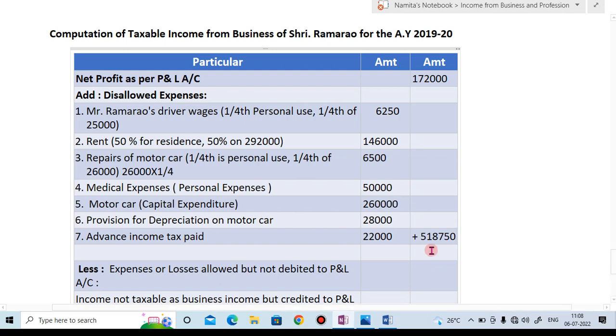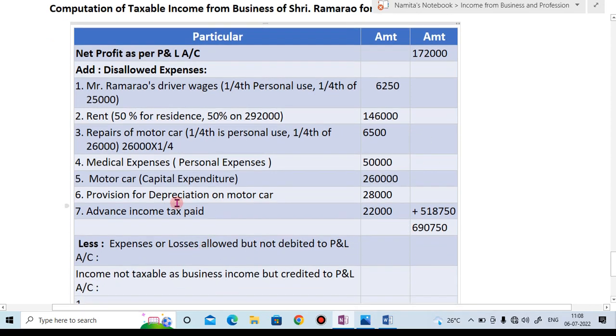5,18,750. Okay. Next, add this 5,18,750 to net profit. So 1,72,000 plus 5,18,750. Answer is 6,90,750. Okay. So this is the total.